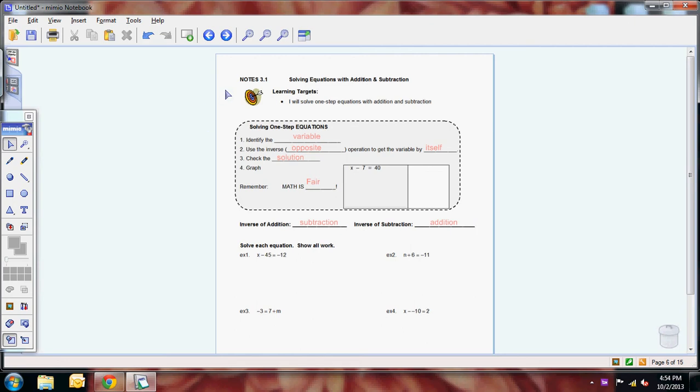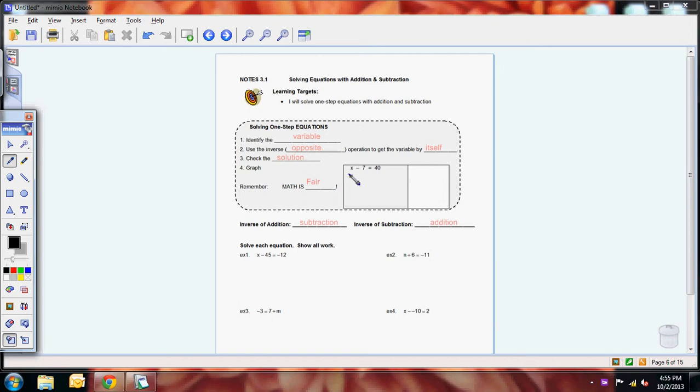Alright, 3.1 notes are the beginning of our Chapter 3 section, equations and inequalities. So we're going to start off by just solving equations with addition and subtraction. This is going to give you the steps for how to do it. First you have to identify what your variable is, because that's what you're going to try and get by itself, and you're always going to do the opposite operation to get it by itself.